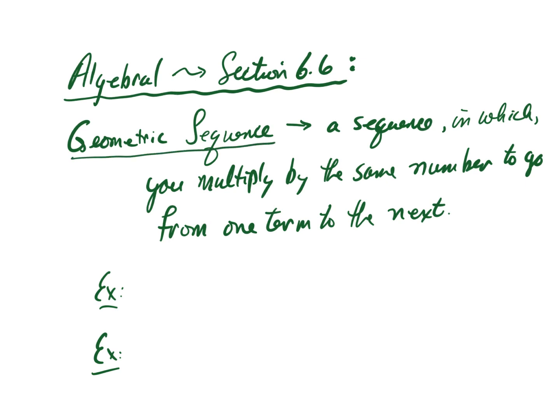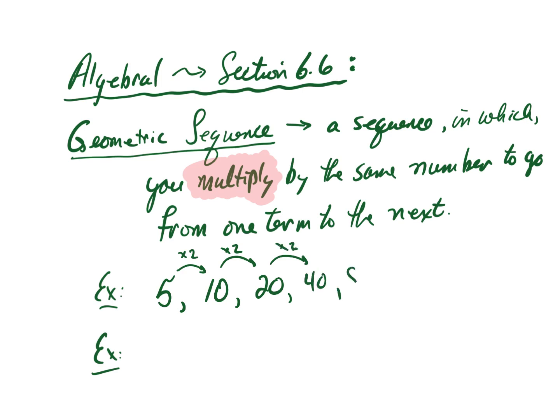A geometric sequence is a sequence in which you multiply by the same number to go from one term to the next. So the key idea in the middle of this is that you multiply by the same number to go from one term to the next. As an example, if we start off with a 5 and we multiply by 2, 5 times 2 gets you to 10. Then you multiply by the same number, 10 times 2 gets you 20. 20 times 2 is 40, and so on, right?